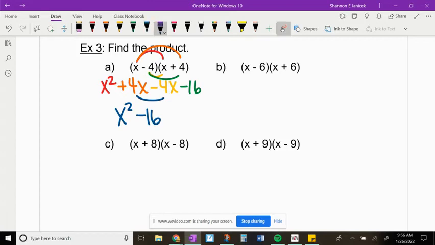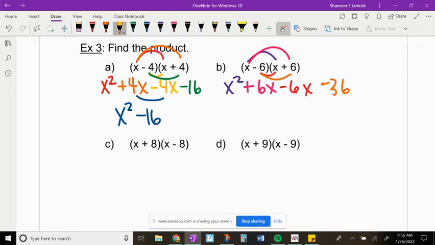Let's try that again on the next one. So we have x times x to get x squared. x times positive 6 to get positive 6x, negative 6 times x to get negative 6x, and a negative 6 times a positive 6 to get negative 36. So again, combining the terms in the middle actually cancels them out. A positive and a negative 6 are going to cancel. So we get x squared minus 36.